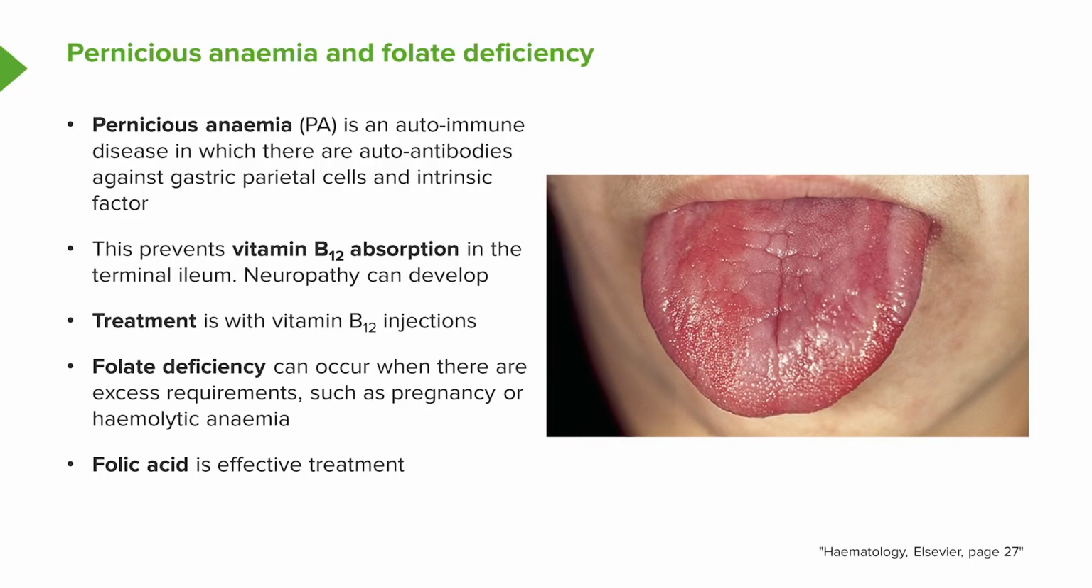Now, at the bottom, I've mentioned folate deficiency. This is not an autoimmune disease, but it can also occur when there are excess requirements for folate, classically when somebody is pregnant or if they have a hemolytic anemia. And here again, a simple tablet of folic acid will prevent all of the problems. And folate is used in the same biochemical pathway as B12, which is why these two cause the same effect of megaloblastic anemia.